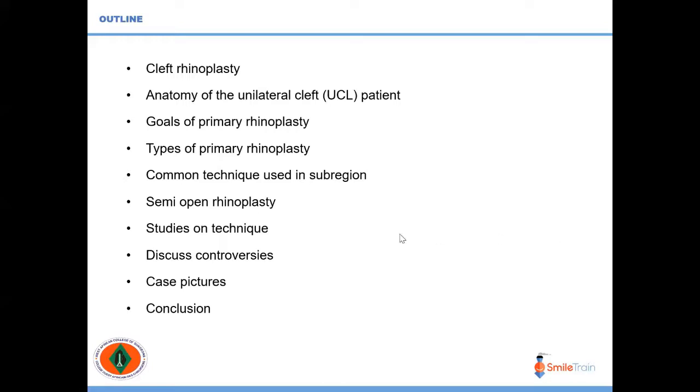The title of my presentation, as said earlier, is Primary Cleft Rhinoplasty. The outline would follow. One, we'll talk a little bit about cleft rhinoplasty, the anatomy of the unilateral cleft, goals of primary rhinoplasty, types of primary rhinoplasty, the common techniques used in the sub-region. Then my emphasis will be on the semi-open rhinoplasty, some studies, discuss some controversies, case presentations, and conclusion.